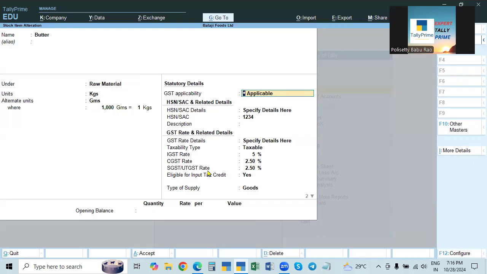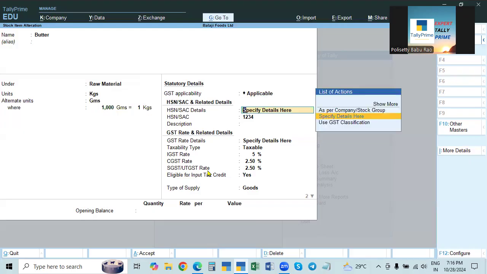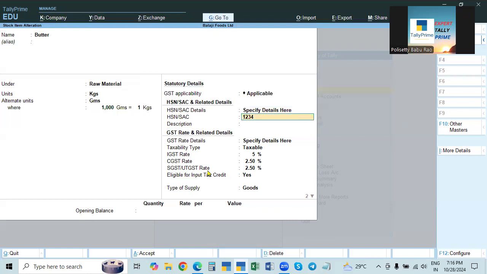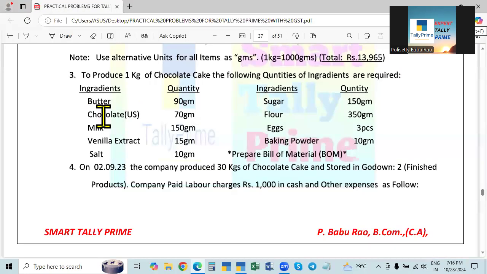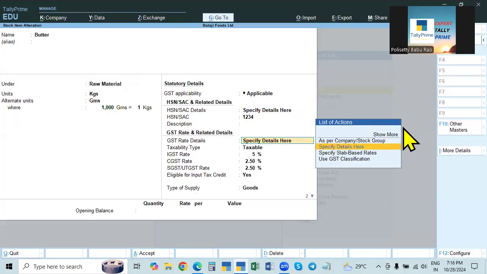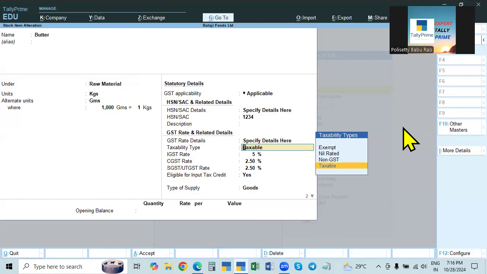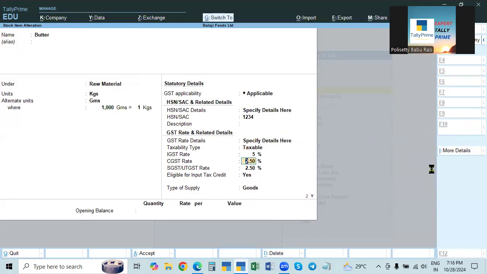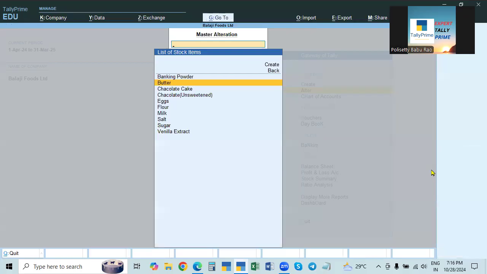And then this is applicable. And here take it as specified details. So all the taxable items, I am giving 1, 2, 3, 4. And here again specify the details. Taxable, all are goods items. I am giving 5%. Okay. So 1, 2, 3, 4 and 5% for taxable items. Okay. The next one. So this is one.